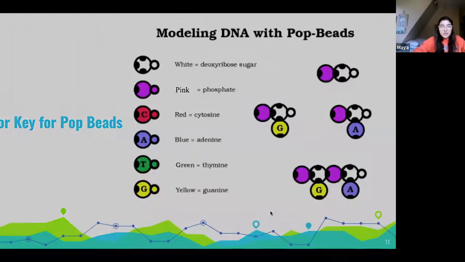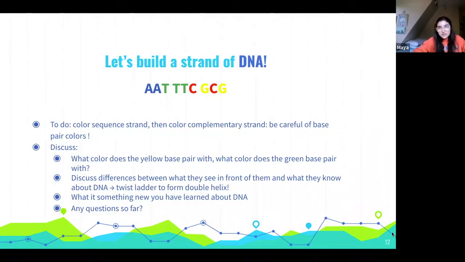And then you should have the 4 base pairs that Nicole just talked about. So the A, C, T, and G, which are the colored beads. You have the green, blue, yellow, and red beads. And those are the base pairs. So you'll have 4 different colors of those. So we're going to build our first strand of DNA. And so our strand is going to be the letters A, T, T, T, C, G, C, G.